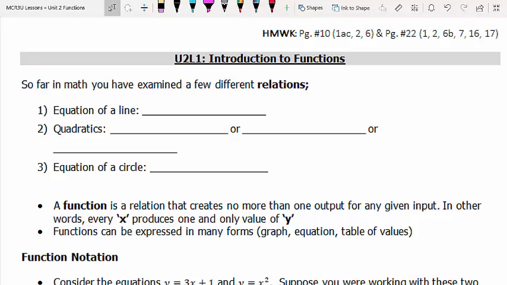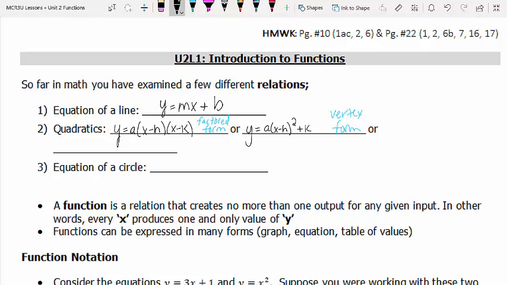In grade 9, you really looked at the equation of a line, which is y equals mx plus b. In grade 10, you explored quadratics, which you can write in a couple of different forms. The first form is factored form. You can also write a quadratic in vertex form. And finally, you can write a quadratic in standard form. And also in grade 10, you would have looked at the equation of a circle.